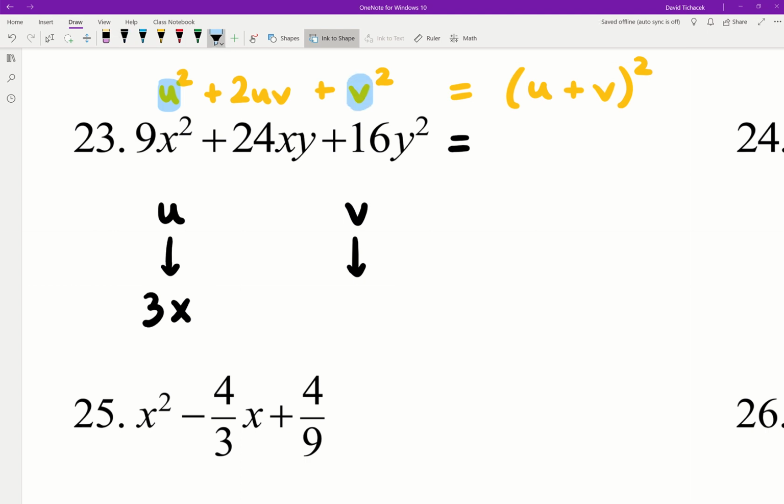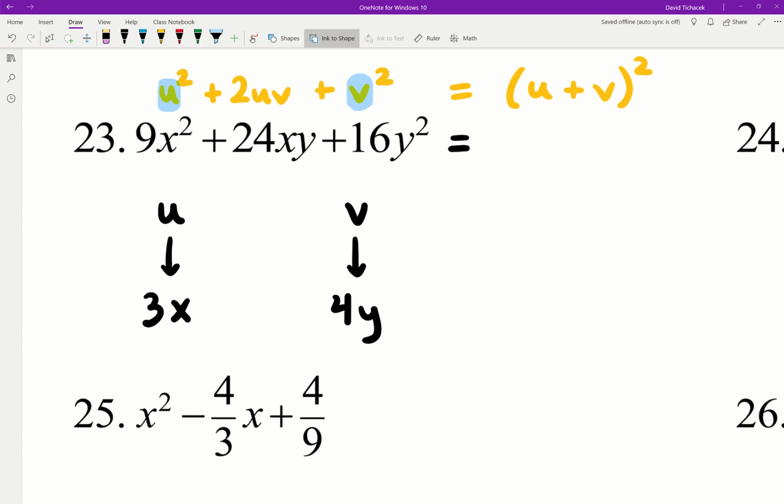Now, if you move on to your v, it's the same question. I want to figure out what I would square to end up with what I've got right here, this 16y squared. Well, of course, what you square to get 16 is 4, and what you square to get y squared is y. So the monomial 4y must be what I square to end up with this 16y squared here.